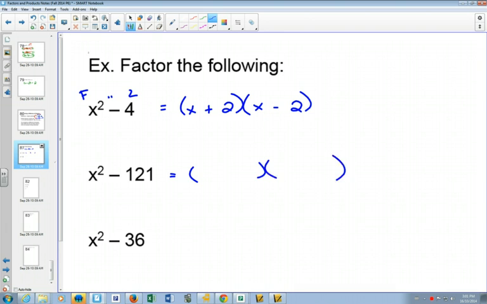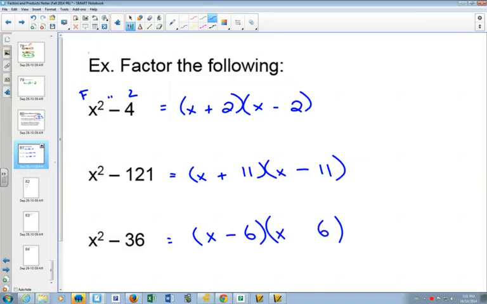Is 121 a perfect square? Yes. X and x, 11 and 11. One positive, one negative. Doesn't matter which one you make positive and which one you make negative, as long as one is positive. What about 36? Is that a perfect square? Yes. X and x, 6 and 6. One positive, one negative. All right.